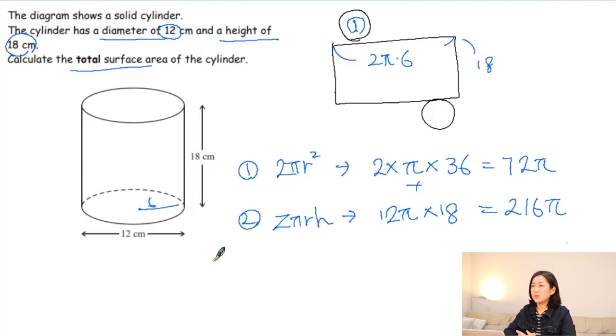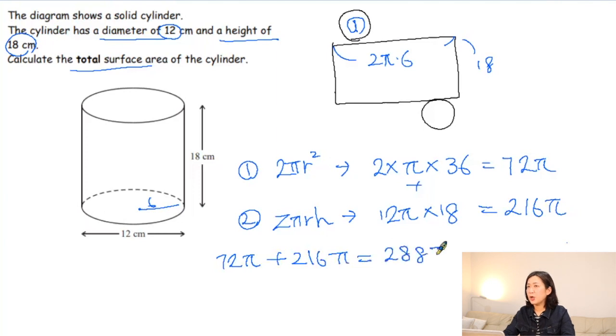Then let's add up together. That's 288 pi. And don't forget to put your units. That's centimeters squared. Okay, now move on to the next question.